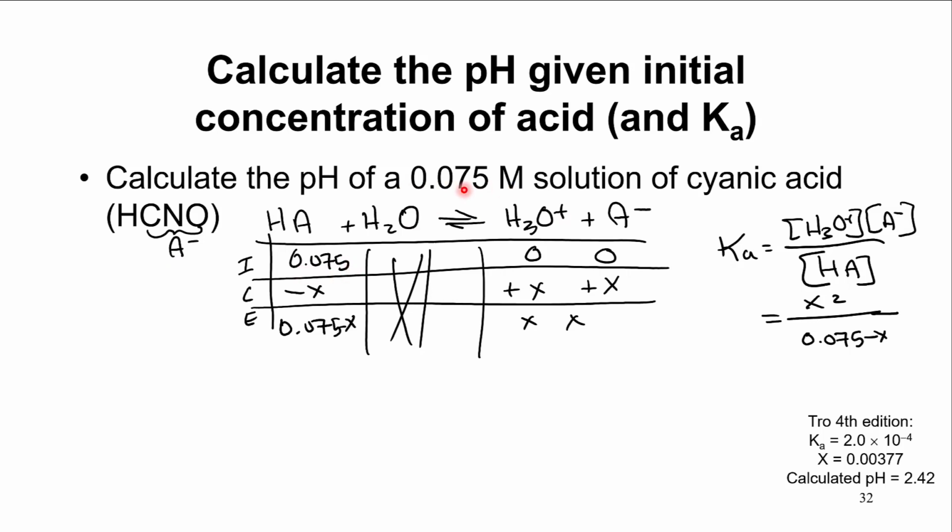So 0.075 is my initial concentration, right? And then assume there's none at the beginning. And then this will be minus x, x, and x. And so this becomes 0.075 minus x, and this becomes x and x. And you'll notice this is the expression for the equation. And so now what I do is I say Ka is equal to 2.0 times 10 to the minus 4.